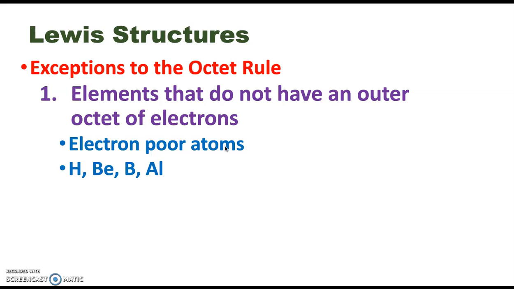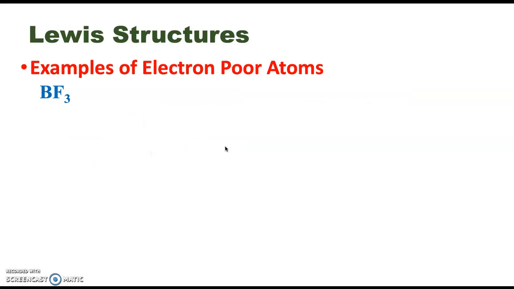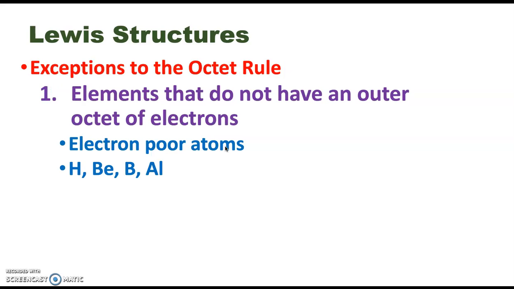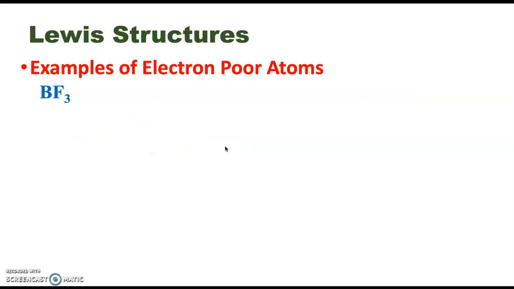Now, there are electron poor atoms. That would be like hydrogen, helium, boron, and aluminum. They're happy having less than 8. All of these atoms are fine with that. Then there are atoms that are happy having more than 8, which we'll talk about later. But right now, let's do an example of an electron poor atom.